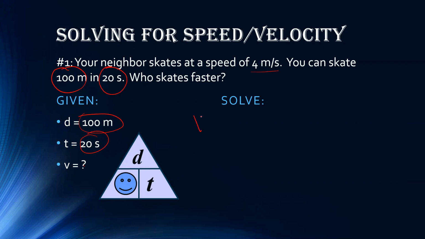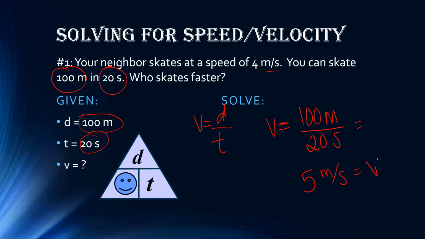So my formula is velocity is equal to distance divided by time. And I'm going to plug in my numbers. So velocity is equal to, because velocity is our unknown, and we're going to put the distance on top, 100 meters, and our time on bottom, which is 20 seconds. And I'm going to divide that 100 by 20, and I'm going to get 5 meters per second for that velocity, which means that we do skate faster because 5 is bigger than that 4 that our neighbor skates.